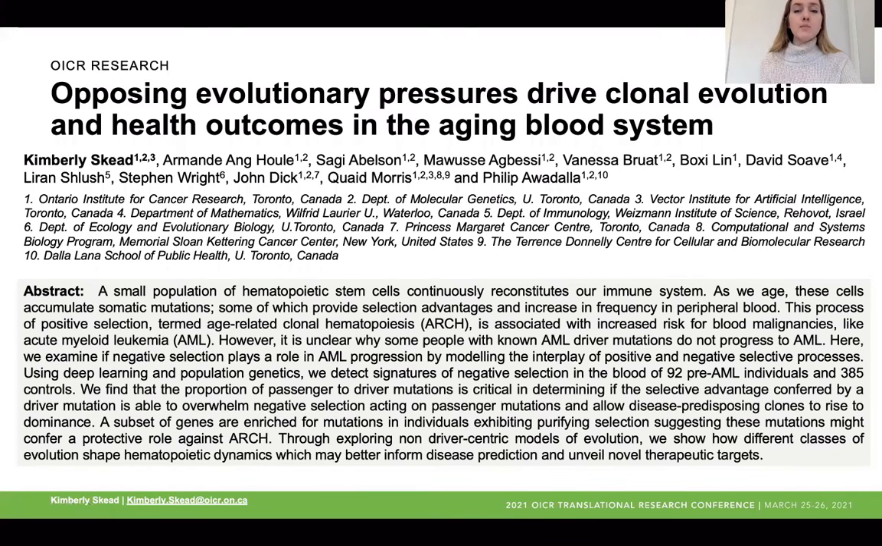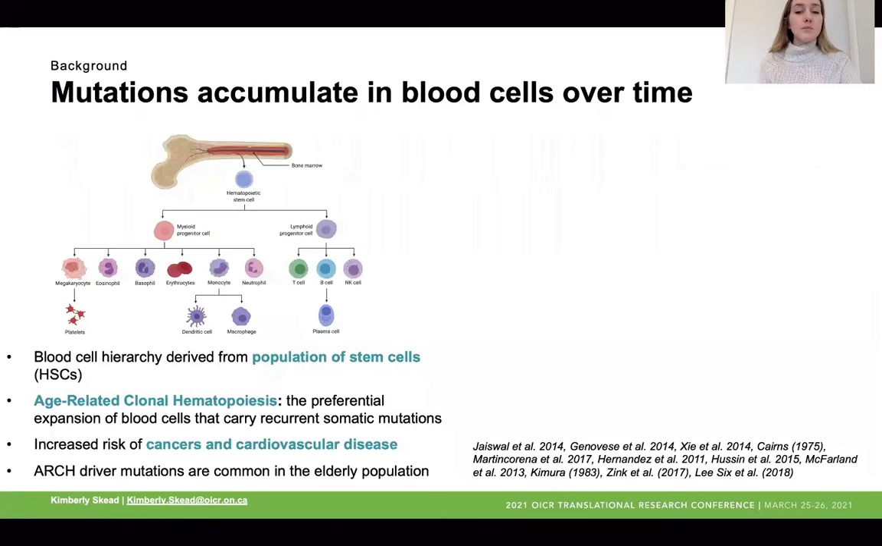My name is Kimberly Skeet, and my work is focused on studying how our blood evolves as we age and develop disease. I am particularly interested in the evolution of a small population of cells known as hematopoietic stem cells, which continuously replenish our entire mature blood pool.